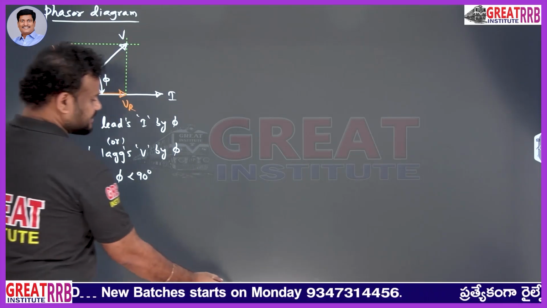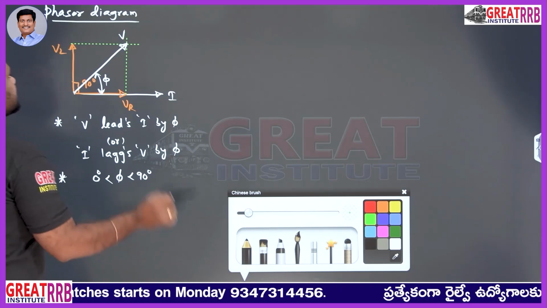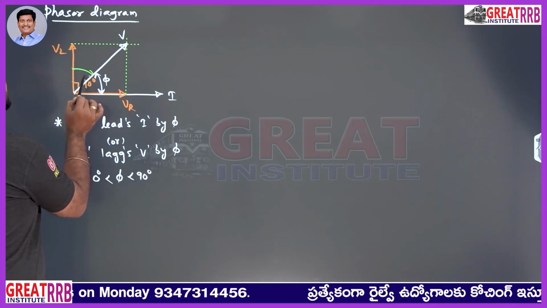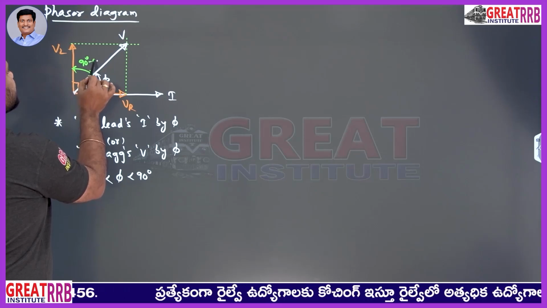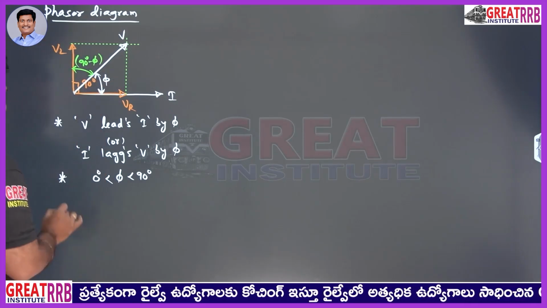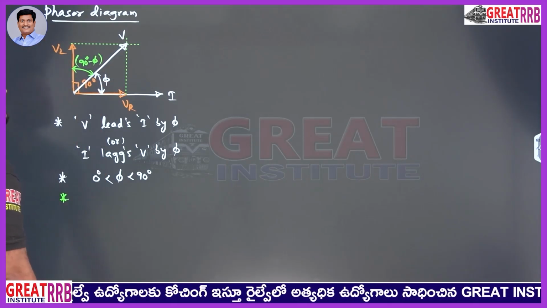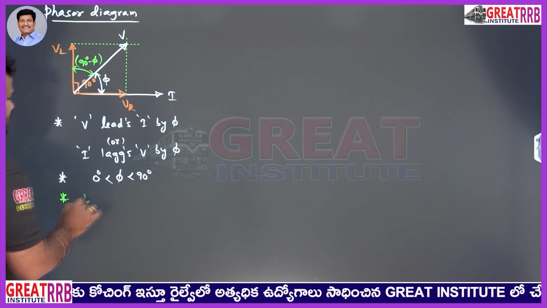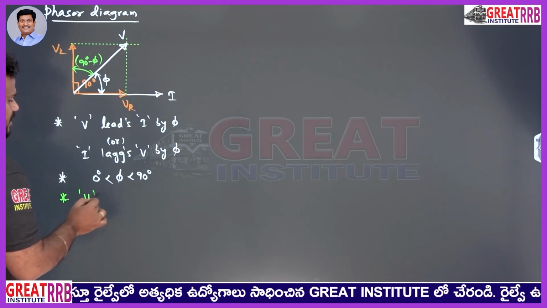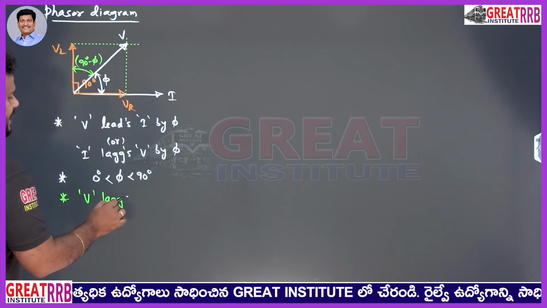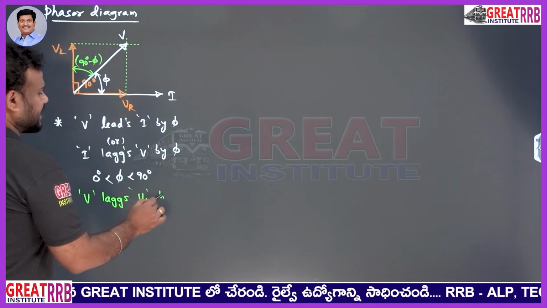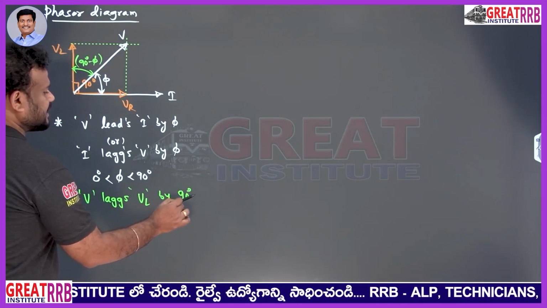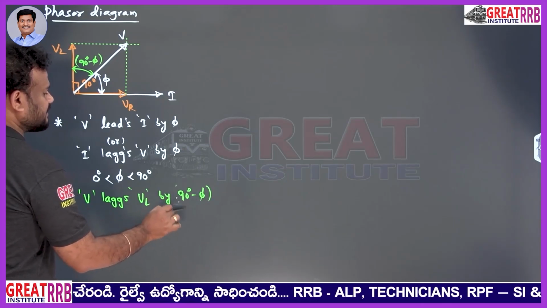Okay. And similarly, I could say one more expression for this also. What would this angle be? This angle is how much? This angle is 90 degrees minus phi. So therefore, I could add a point for that. That is nothing but: voltage V, the total voltage, lags VL by how much angle? 90 degrees minus phi. Remember this one, which is very important.